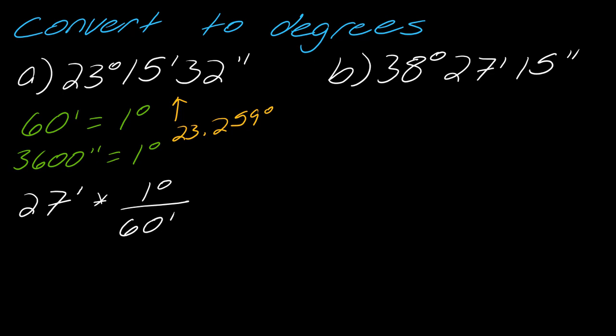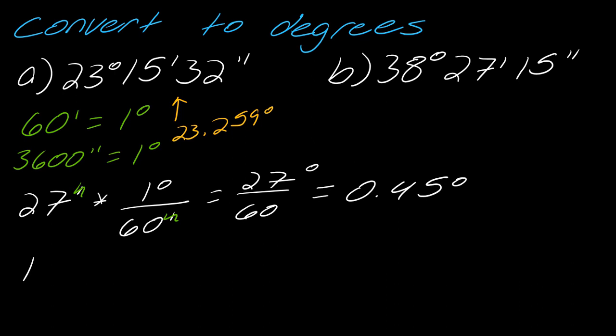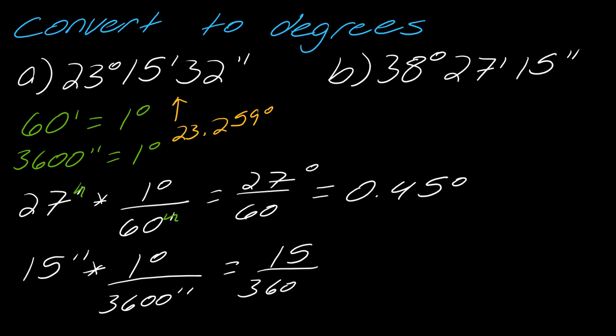Okay, so I'm going to set up my 27 minutes almost the exact same way, right? So my minutes cancel out. I can just do this division, 27 divided by 60 to get, so this equals 0.45 degrees. And now I can move on to the 15 seconds. I'll do the same thing. So 1 degree divided by 3,600 seconds. I just need to take 15 divided by 3,600 to get my degrees. And I'll just round to the nearest thousandth in this case, so I get 0.004 degrees.